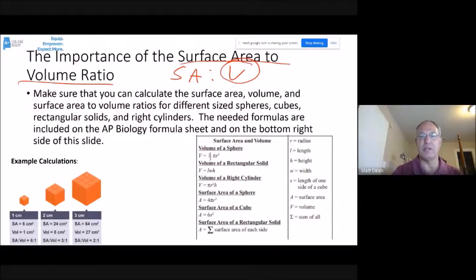As the cell gets bigger, the volume increases proportionally faster than does the surface area. So bigger cells have a lower surface area to volume ratio. Well, what that means is it becomes harder and harder for bigger cells to transport materials. Cells need a high surface area to volume ratio. And one of the main ways to maintain that is just to stay small.